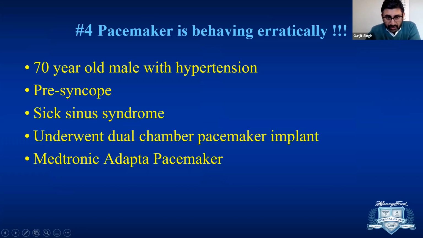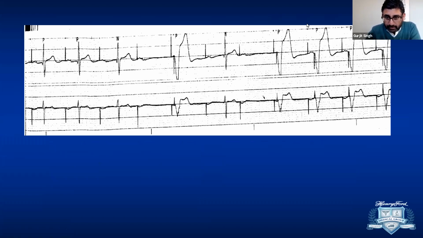Okay, next question. Pacemaker is behaving erratically. 70-year-old male with hypertension, pre-syncope, sick sinus syndrome, underwent a Medtronic adaptive pacemaker, and this is the ECG. Anybody want to take a guess what's going on with the pacing? You can write it in the chat. We have one vote for MVP. Okay, perfect. Yeah, whoever said that is obviously in tune with the pacing ECGs.